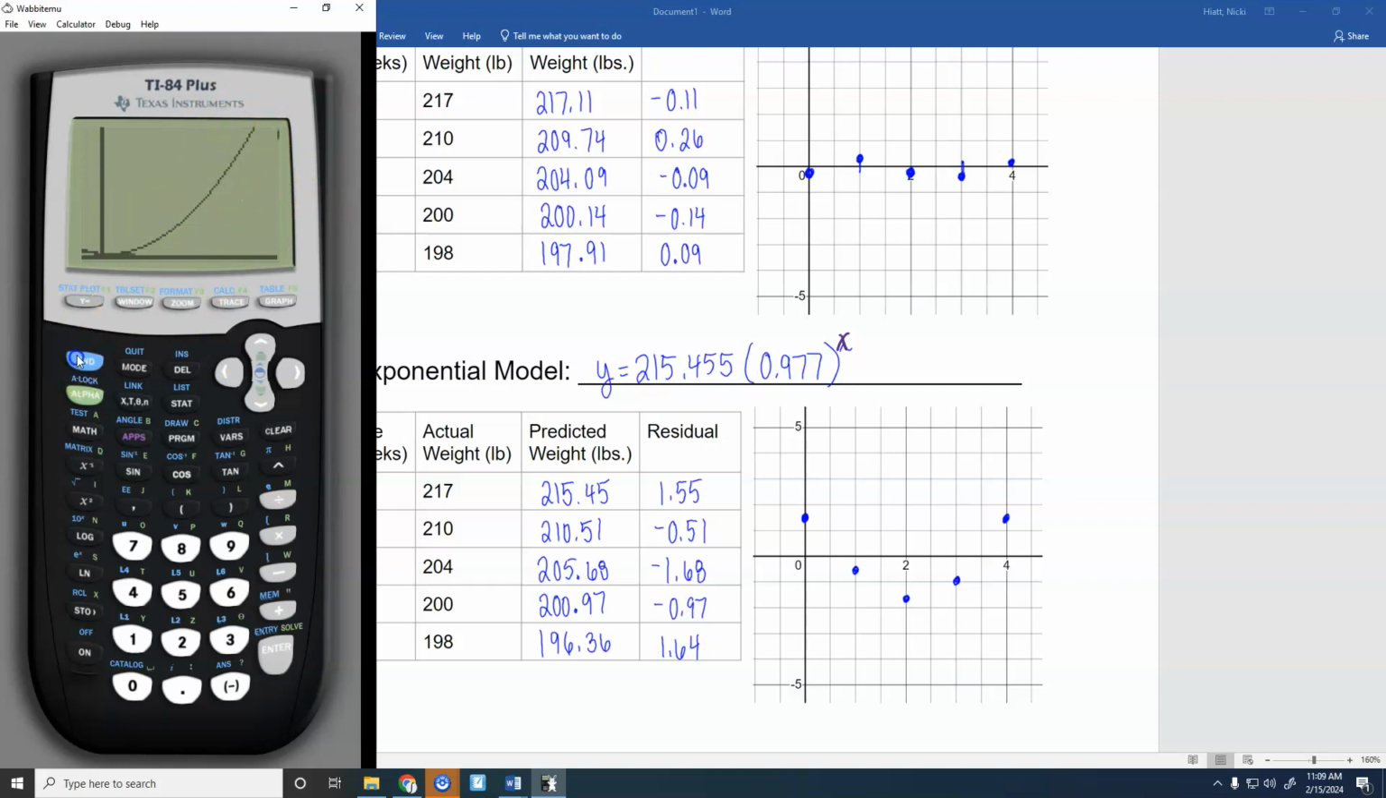So if I go to second Y equals, my stat plot's not on. If your stat plot's not on, it won't graph the points for you. So I'm going to go over here, turn that on. And then now I'm going to hit zoom and number 9.